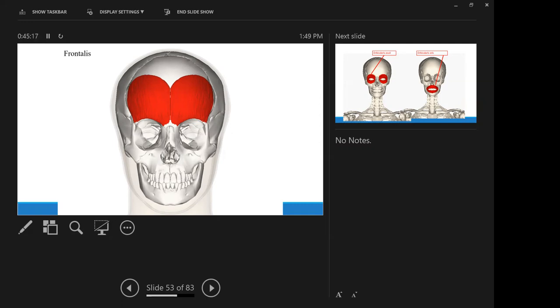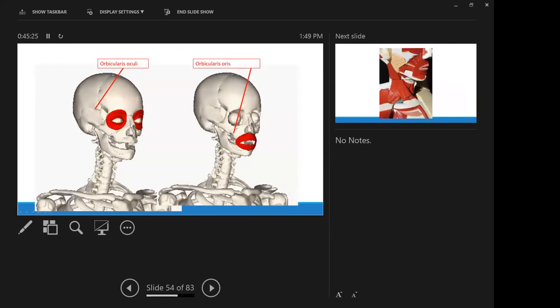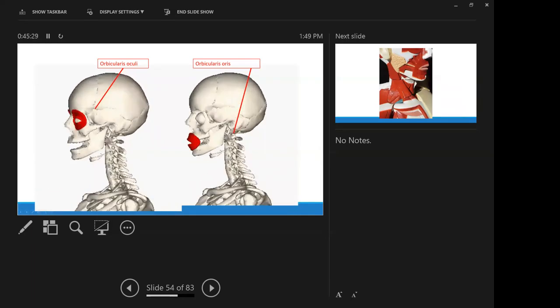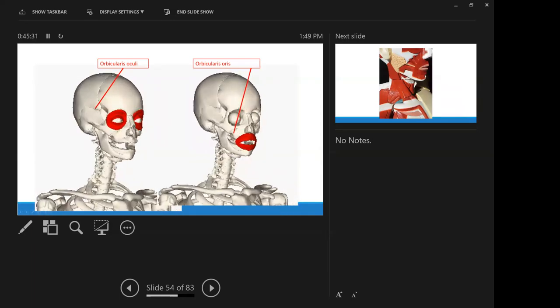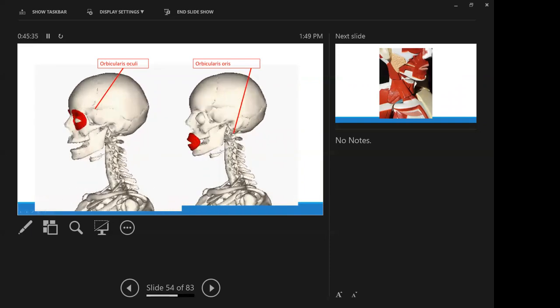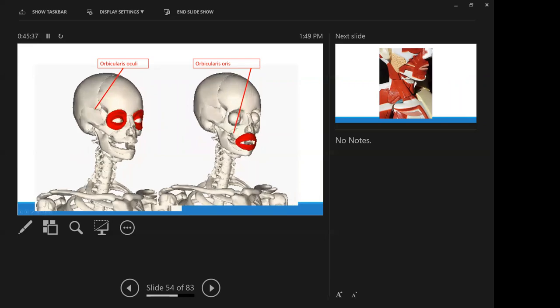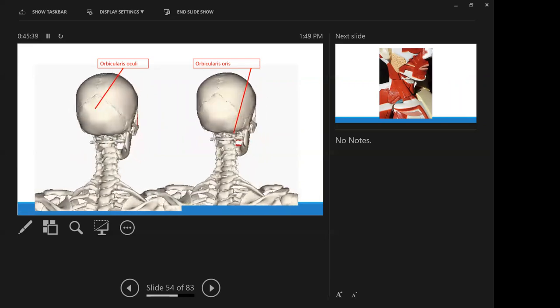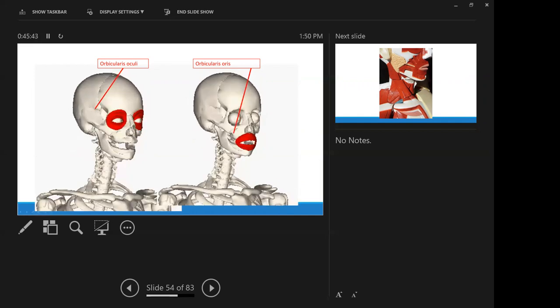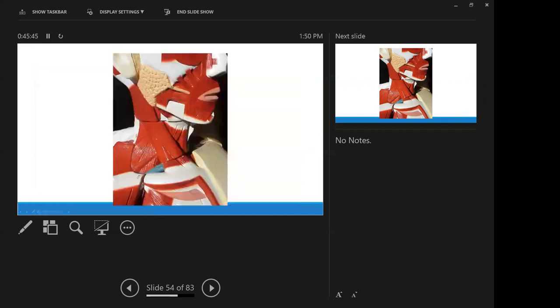Okay, orbicularis oris, orbicularis oculi. Again, just a circular ring of muscle, for showing expression. It's part of our expressive nature.